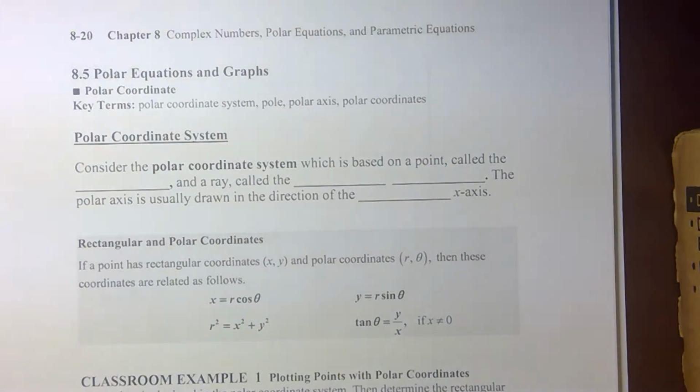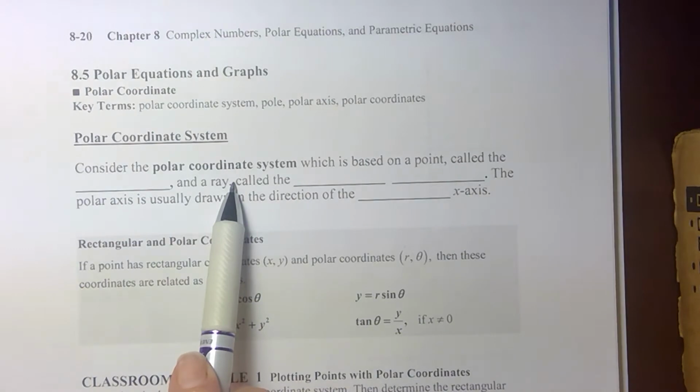Remember, at the end of 8.2, we talked about the fact that even though in the rectangular coordinate system there is just a single unique set of ordered pairs that give you each location on the graph, that's not the case in the polar coordinate system. In the polar coordinate system, there are literally an infinite number of possibilities as you rotate around.